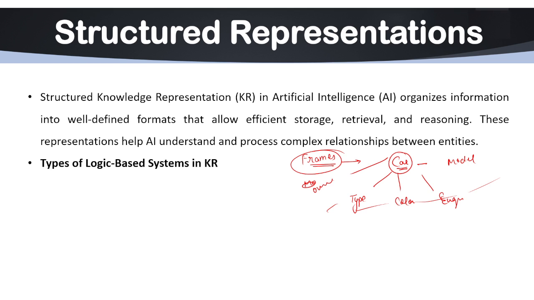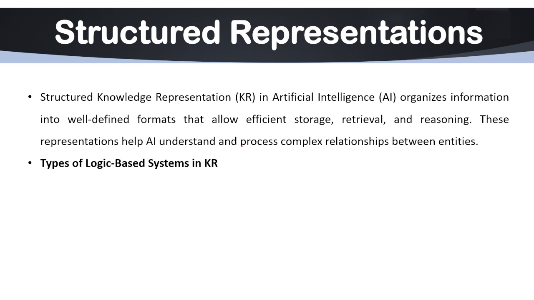Why do we use frames in artificial intelligence? Because it is easy to represent real world entities and it always supports inheritance. Remember this point, this is very, very important. In structured representation, frames always support the inheritance property. And its weakness is that it cannot handle reasoning or uncertainty in a better way as compared to the previous one. Clear everyone? The third type of structured representation is ontologies.